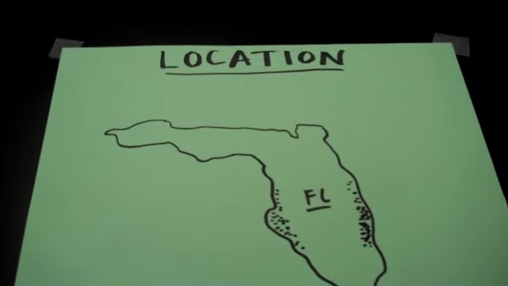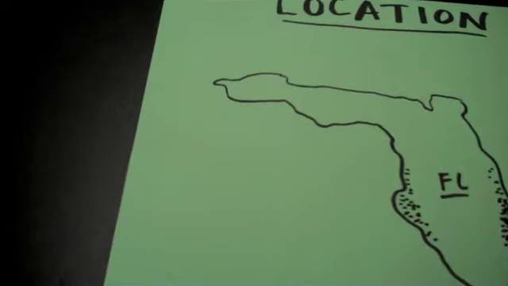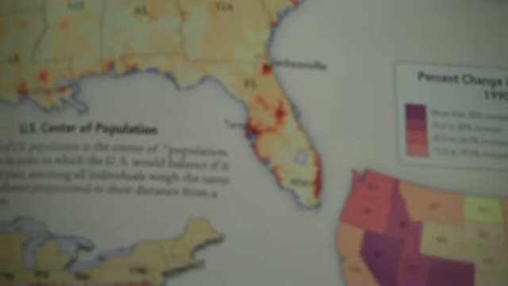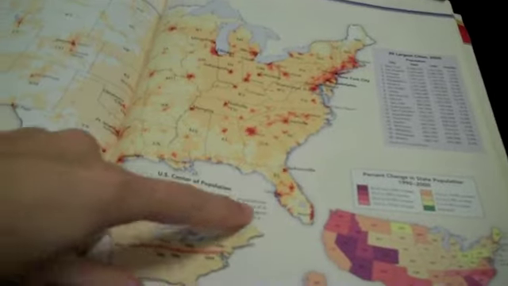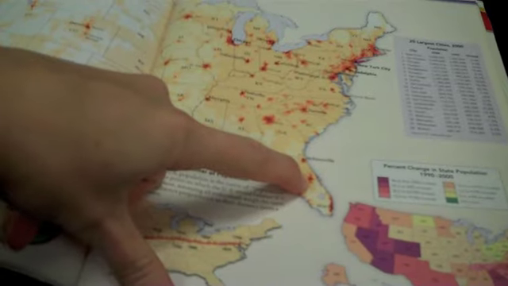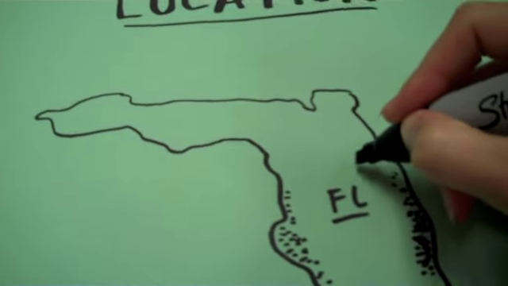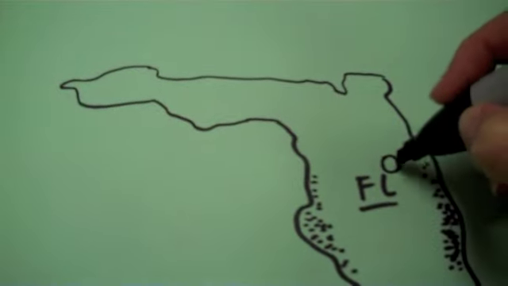Really dense. But what's interesting, and I just noticed this, is if you look in the atlas, and we're going to look at the population map. If you zoom in and look, you can see the darker red areas are the places where more people live, the more densely populated areas. If you look at this one right here, and again, I know it's not very easy to see, that is Orlando right there. Okay, so Orlando is right about here. Maybe a little lower.